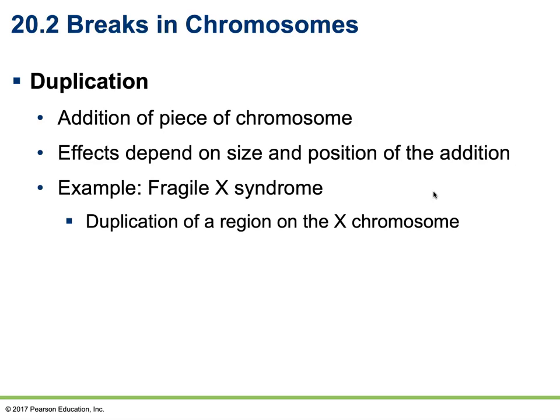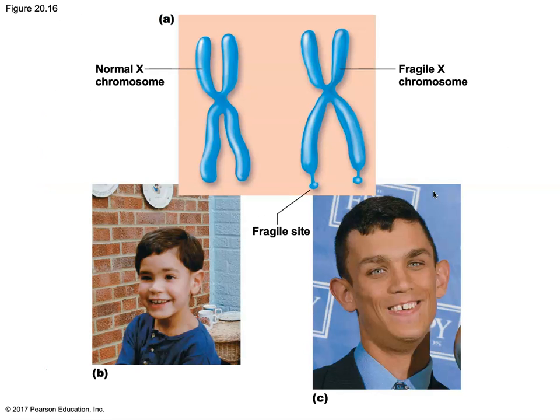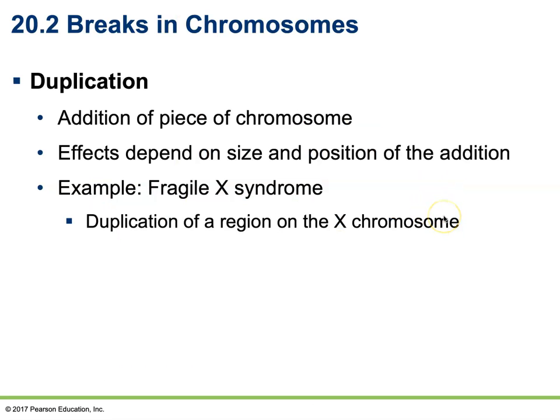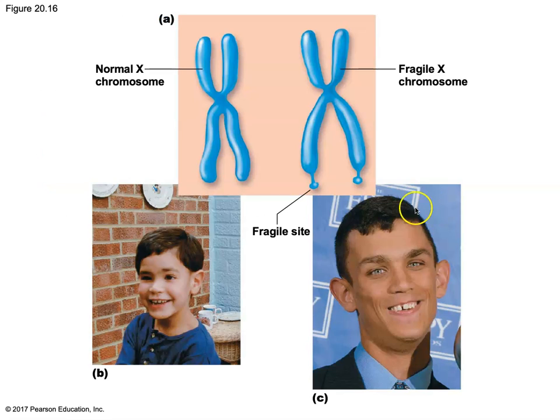For example, Fragile X syndrome is a duplication of a region of the X chromosome. Here is that normal chromosome and then the fragile X chromosome. Physical features may include a long and narrow face, large ears, flexible fingers, and larger testicles. About a third of those affected have autism, which is problems with social interactions and delayed speech. Hyperactivity is also common. Seizures can occur in about 10% of individuals.